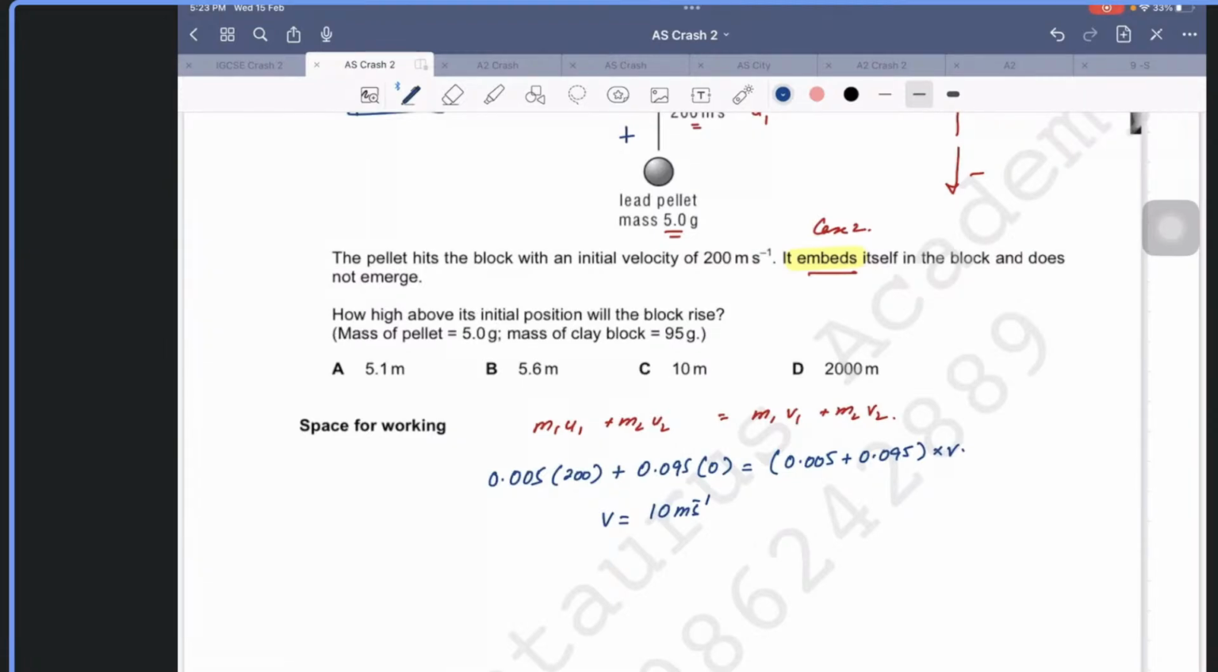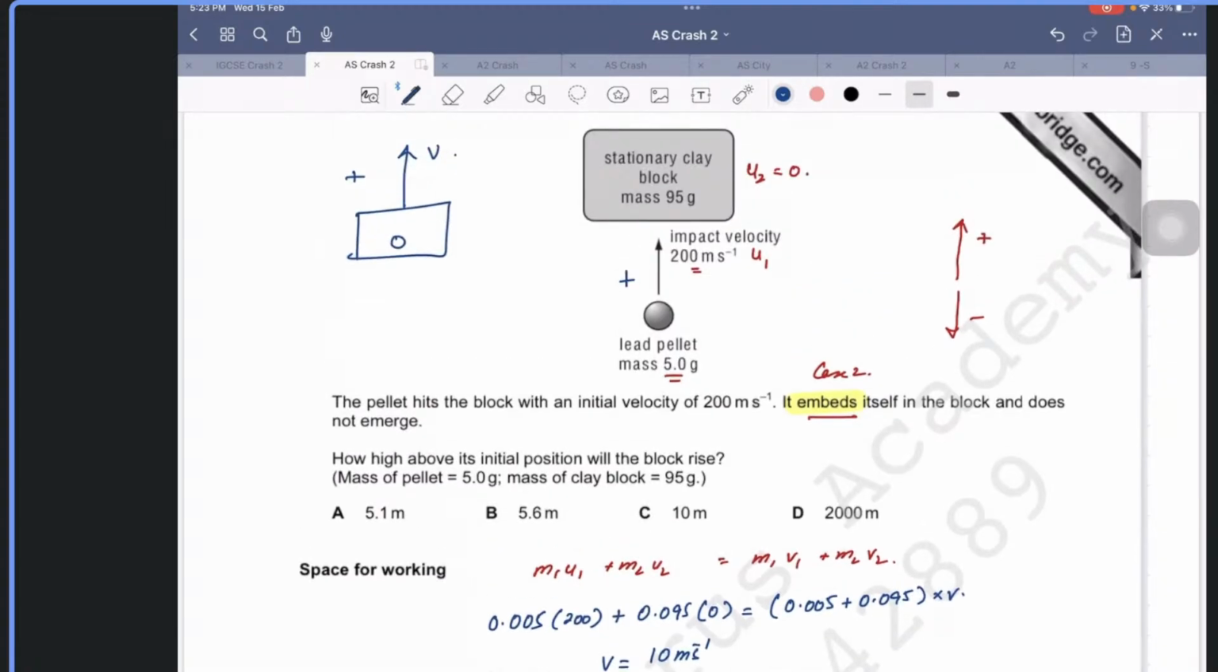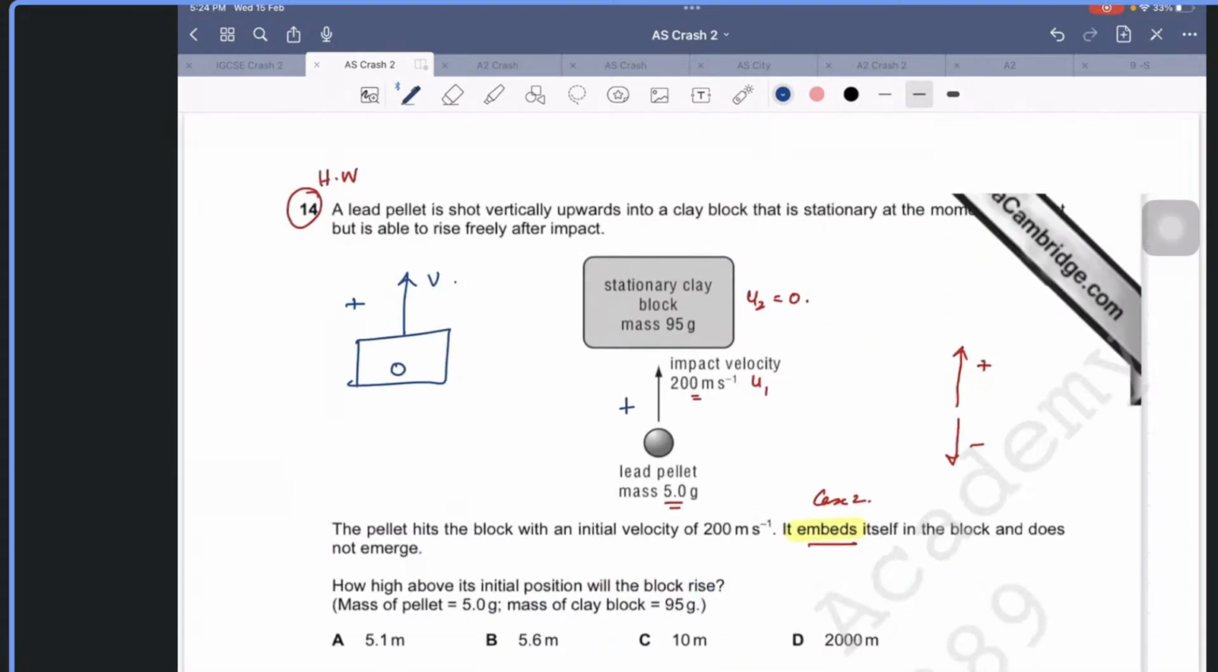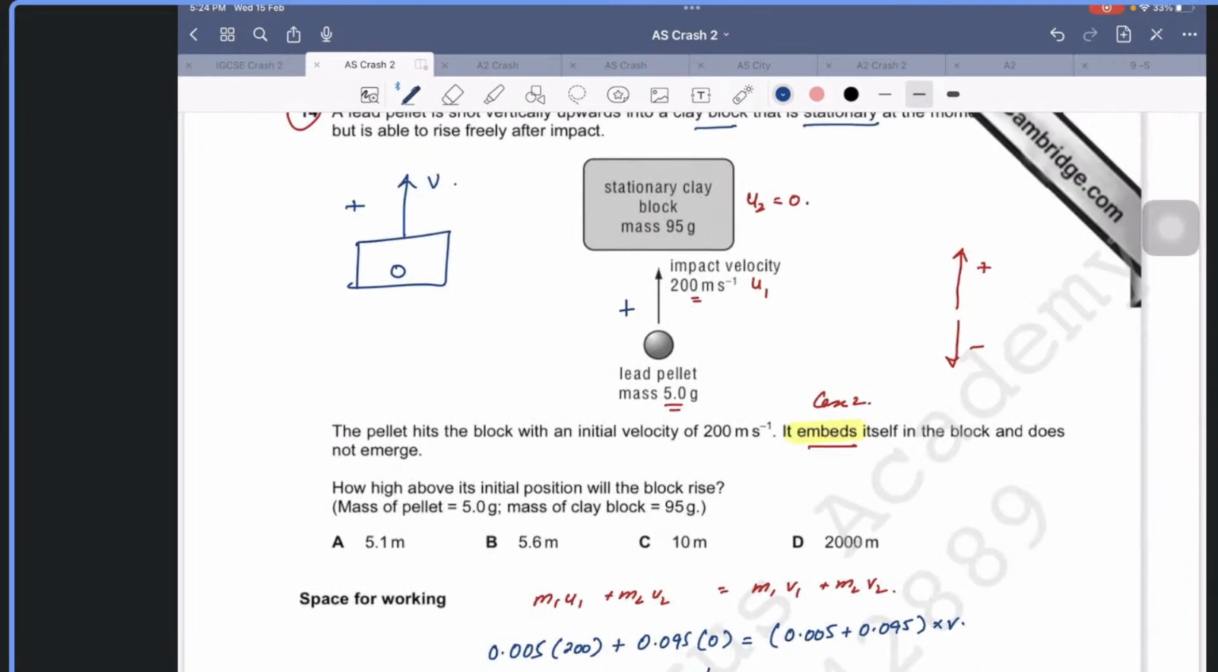Ali, which part are you asking about, the stationary clay? The stationary clay will be 0 because it says initially the block is stationary, that's why I put it as 0. And then you got 10.